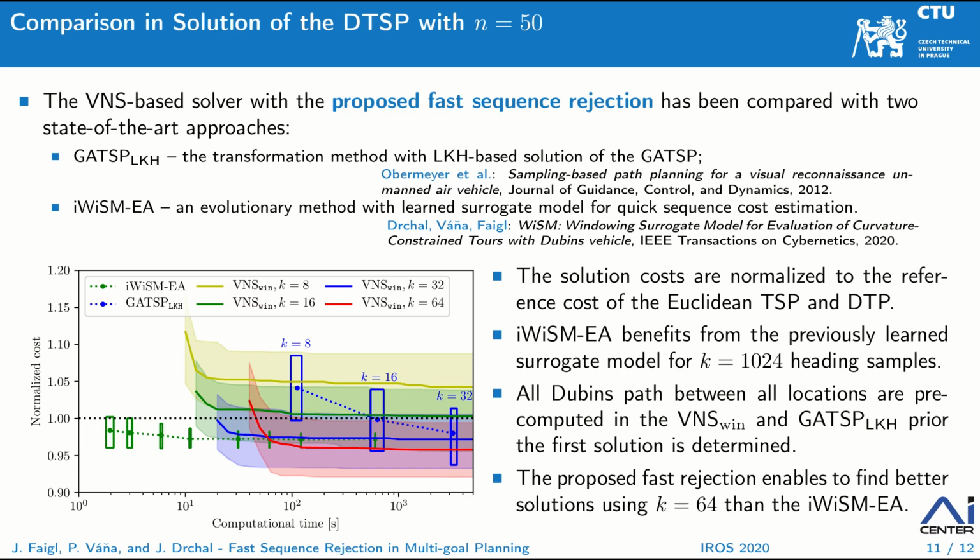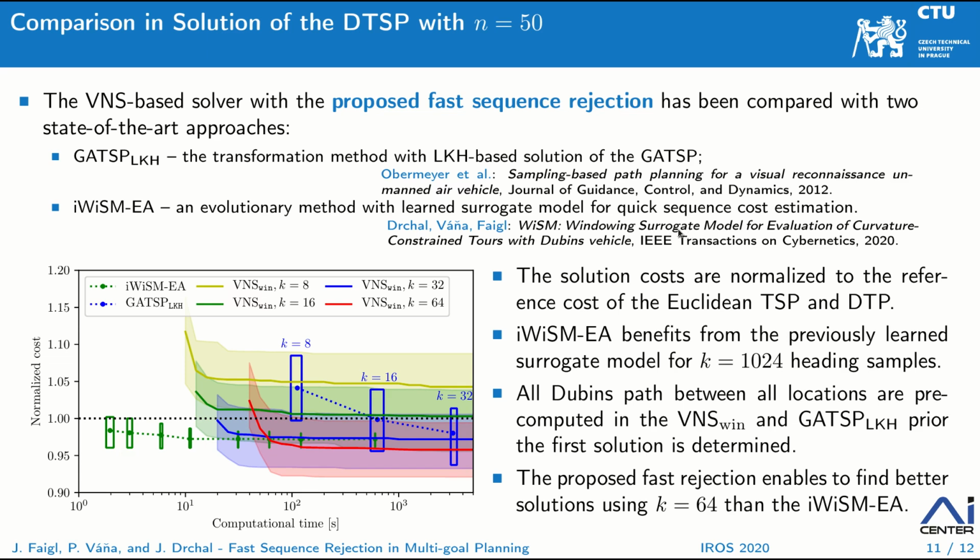The benefit of the proposed fast sequence rejection in the VNS-based solver has been further studied for DTSP instances and compared with two state-of-the-art approaches. The first is the transformational method, where the generalized asymmetric traveling salesman problem is transformed to the asymmetric TSP using Dubins transformation and solved by a heuristic solver, LKH. The other method is an evolutionary-based approach that is currently the best performing DTSP solver we are aware of. It was introduced in 2020.